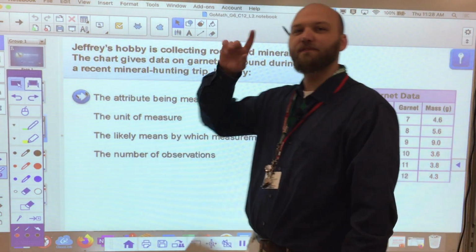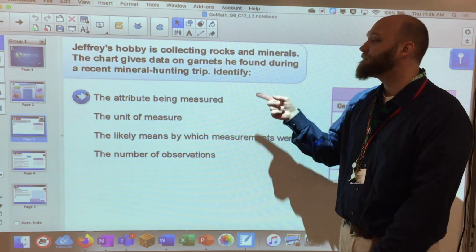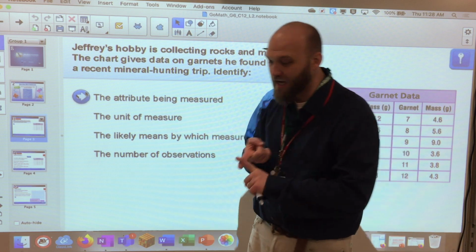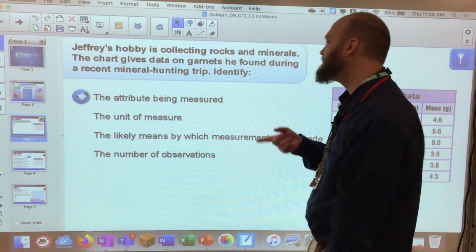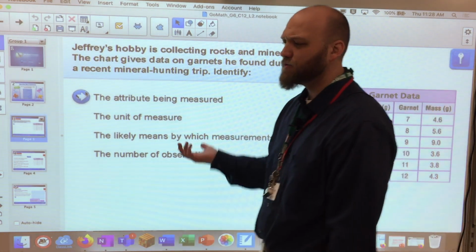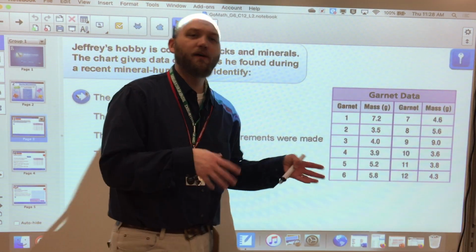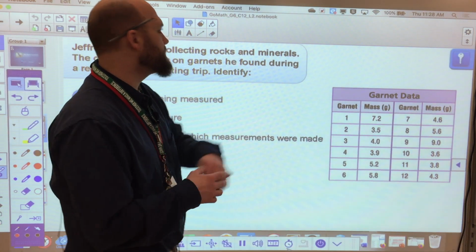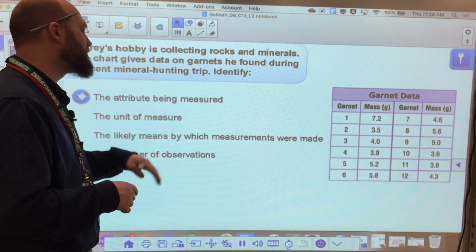First off, I want to identify what's being measured. What are we talking about here? What unit am I using to measure, right? Just like my baseball cards, I'm measuring in dollars, and American dollars at that. The likely means by which measurements were made, how do we measure them? So the value of my baseball cards might be on an appraisal. These are talking about mass and the number of observations.